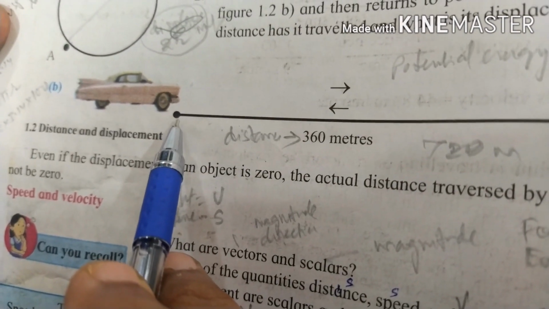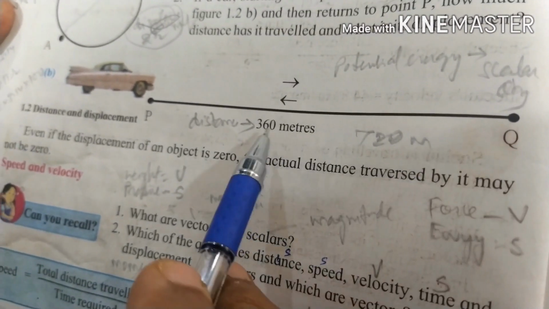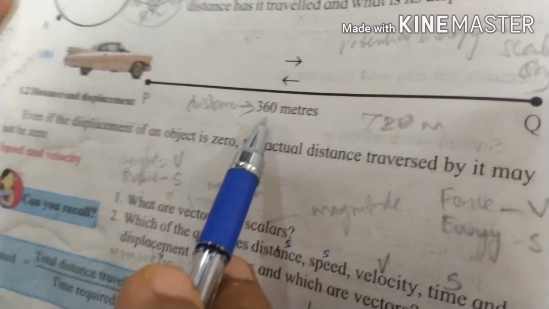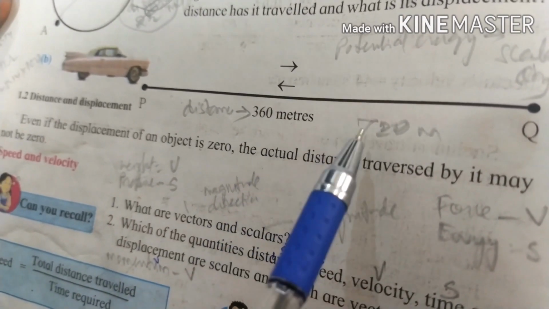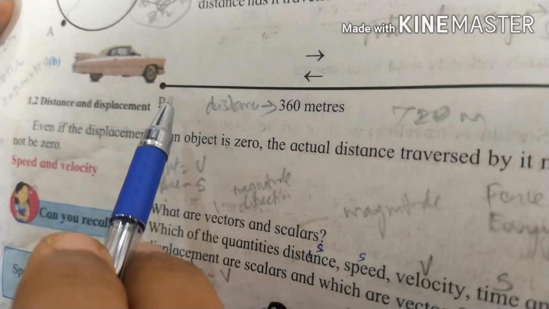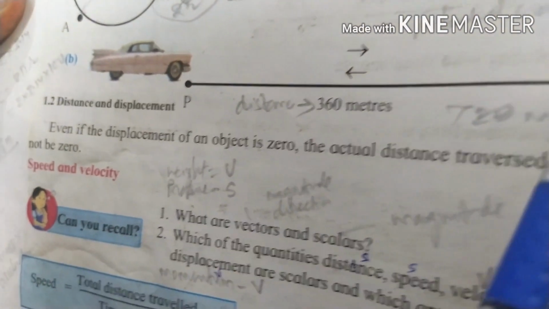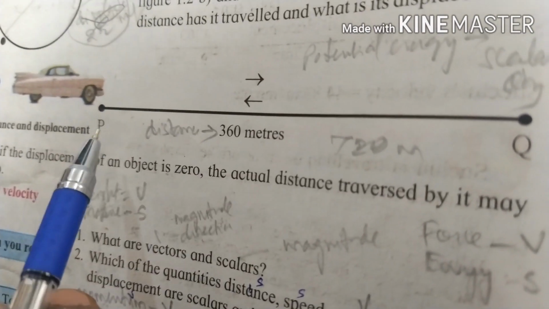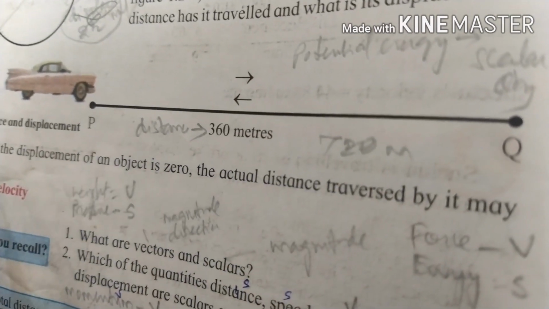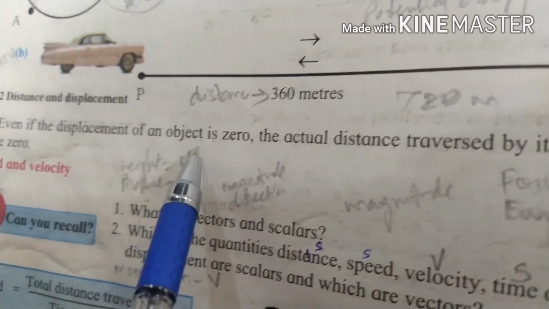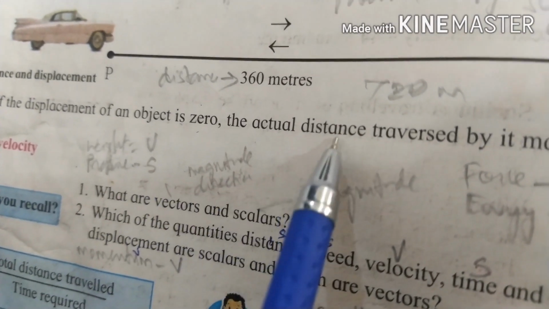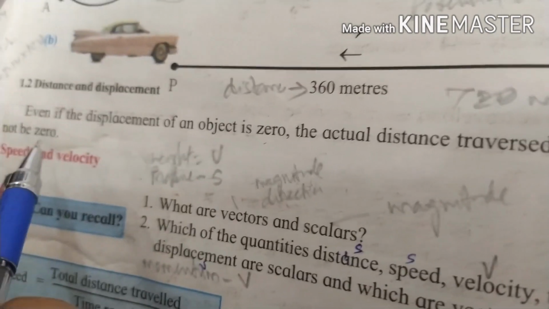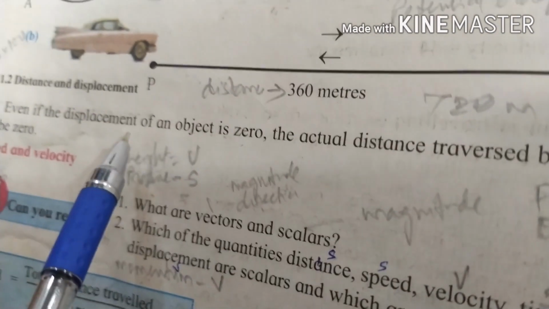The distance of one side is given as 360 meter. So again it will come back, so it will be 360 plus 360 meter, that will be 720 meter. And since the car has come to the same point again, there will be no displacement, only distance is there. So even if the displacement of an object is 0, the actual distance traversed by it may not be 0. Okay, so understood? Thank you.